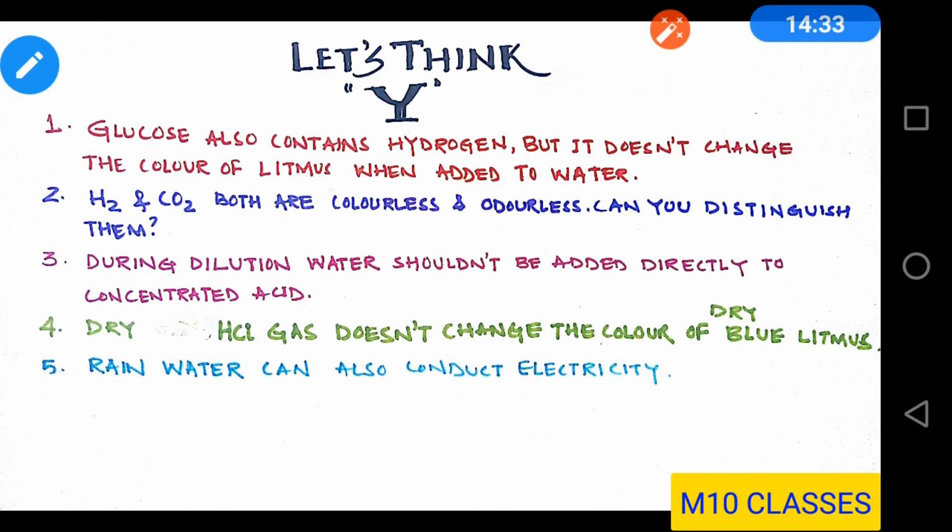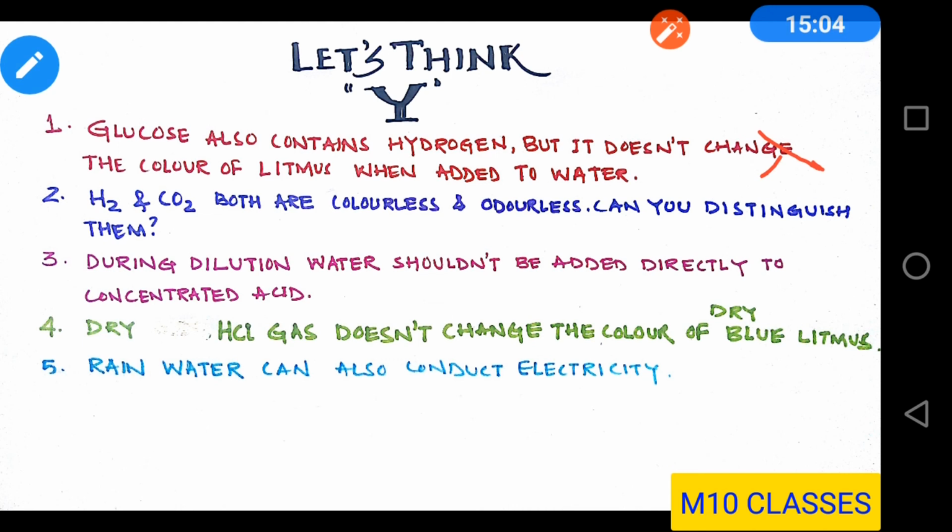Why is it so? We know that acid when added to water produces H plus aqueous ions, and the acidic property of the acid is because of the presence of H plus aqueous ions. As glucose, which is C6H12O6, when it is added to water, it doesn't form such H plus aqueous ions, and that is why it doesn't change the color of the litmus paper and doesn't show acidic properties.